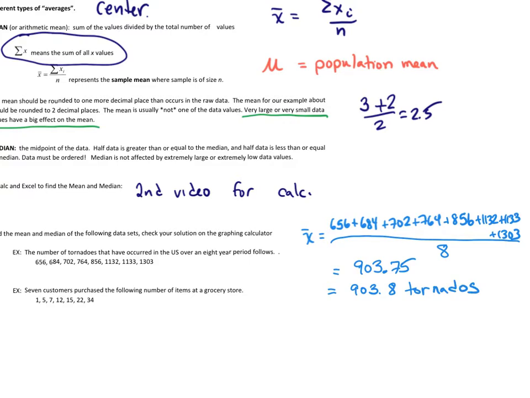So there's an average of 903.8 tornadoes. Now, for median, we can do the median as well. So the median for this data set is the middle. Well, there seem to be 8 data pieces here, so the middle is actually in between these two. If it's an odd number, it's going to turn out to just be one of the data values. If it's an even number, it's in between these two. So all we'll do is we'll just split these two. So we'll say 764 plus 856 divided by 2.